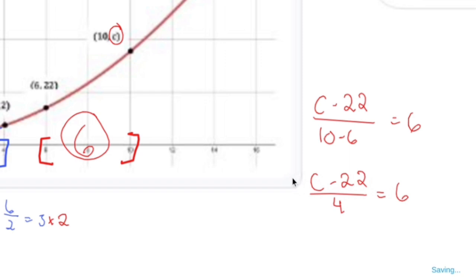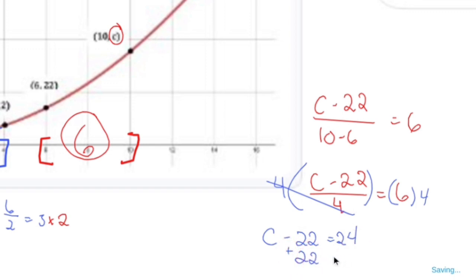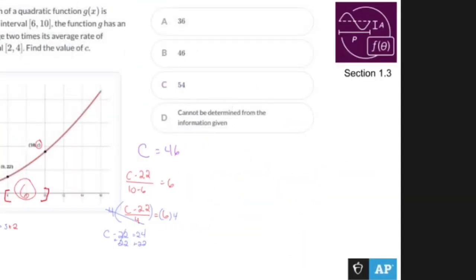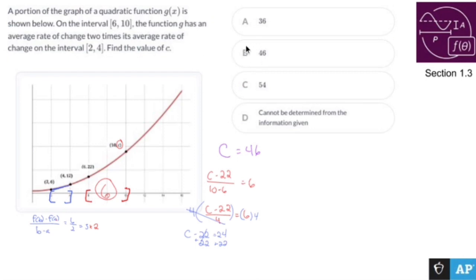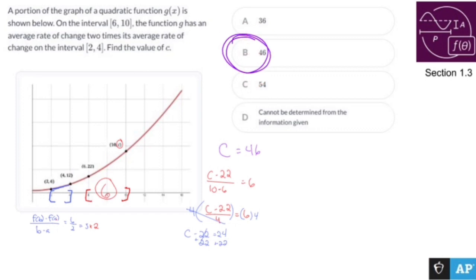Multiply both sides by 4. Good old Algebra 1. C minus 22, the Taylor Swift special, equals 24. Let's add 22. And 22 plus 24, and let me write it big out here so when I zoom out I can see it, is going to be 46. C equals 46. So let me zoom back out, get everything on the screen. C is 46. Find the value of C, 46 right there. Yeah, kind of a weird problem.